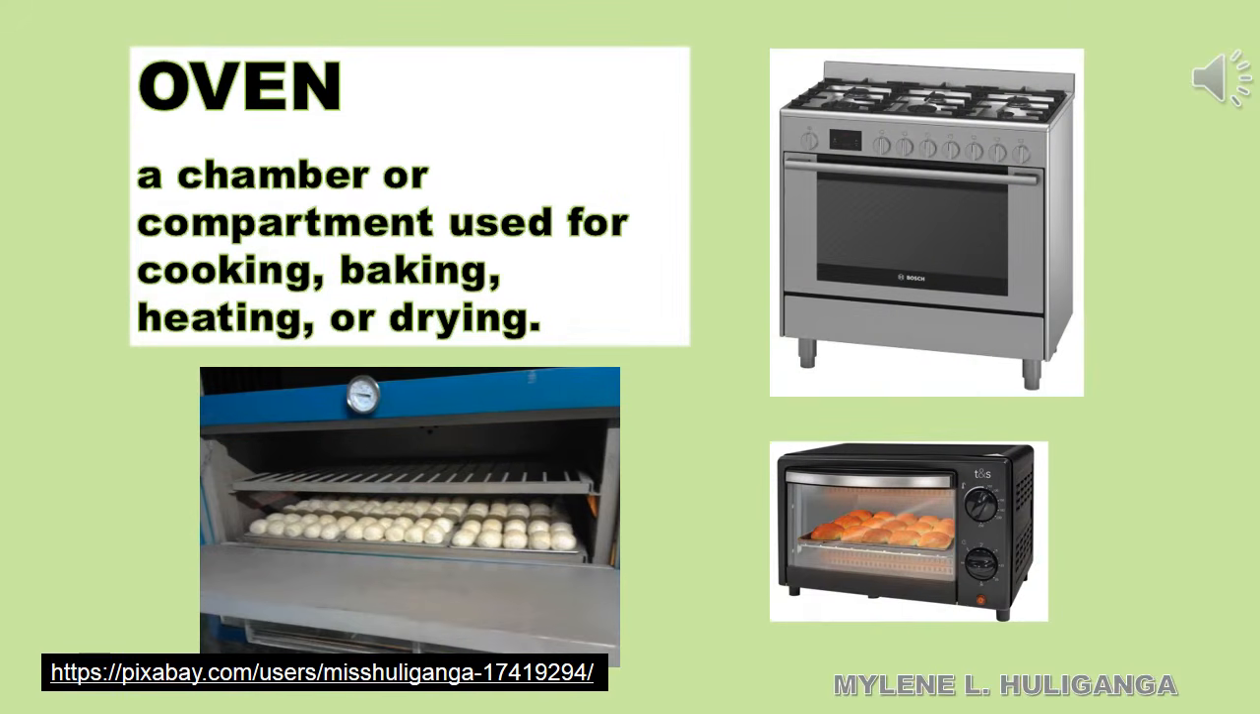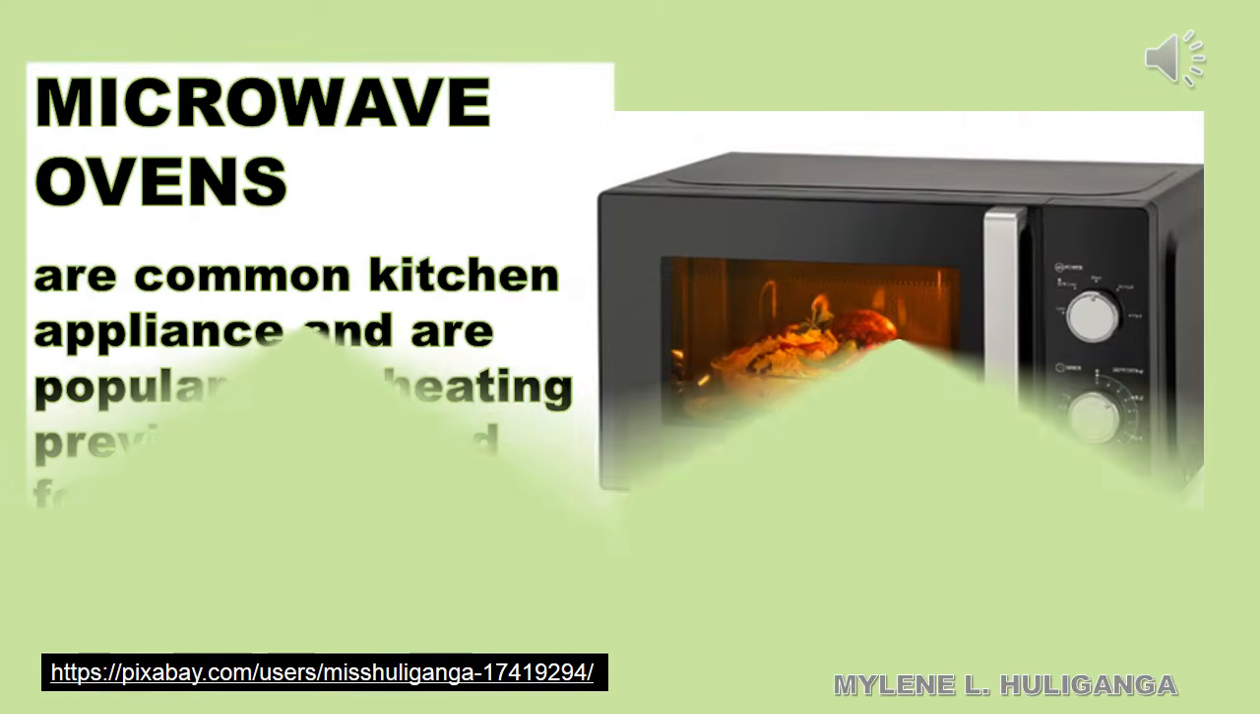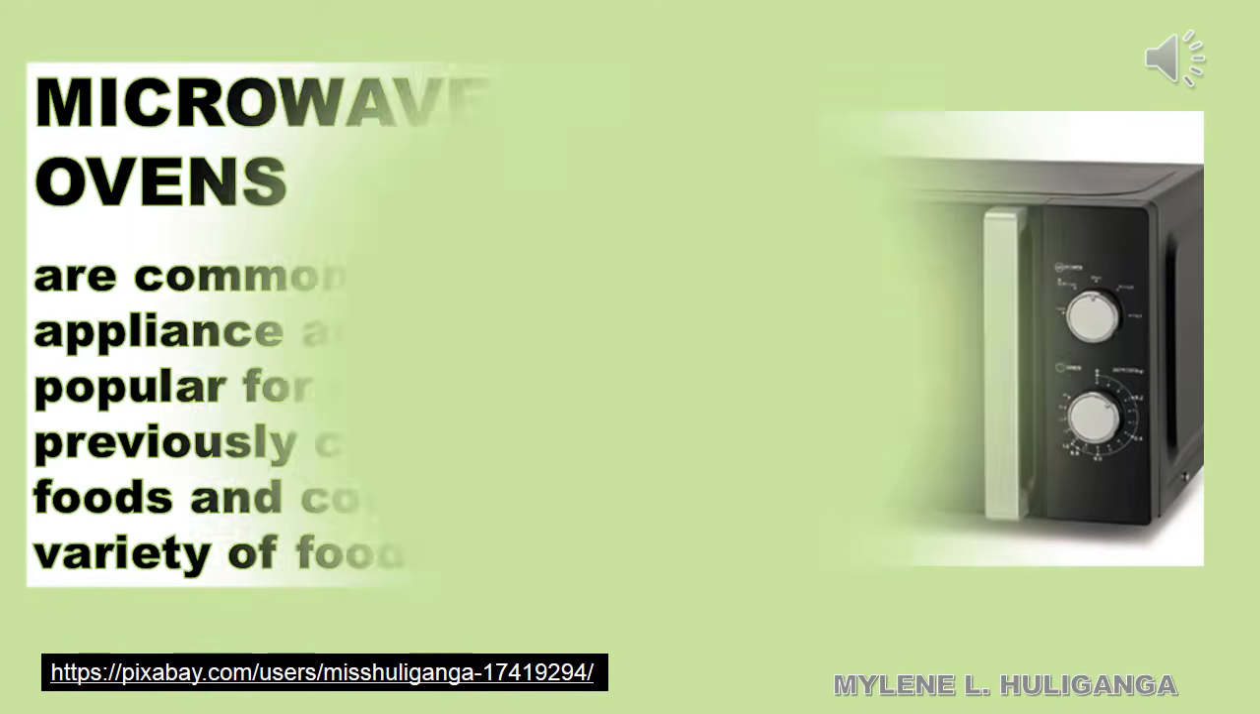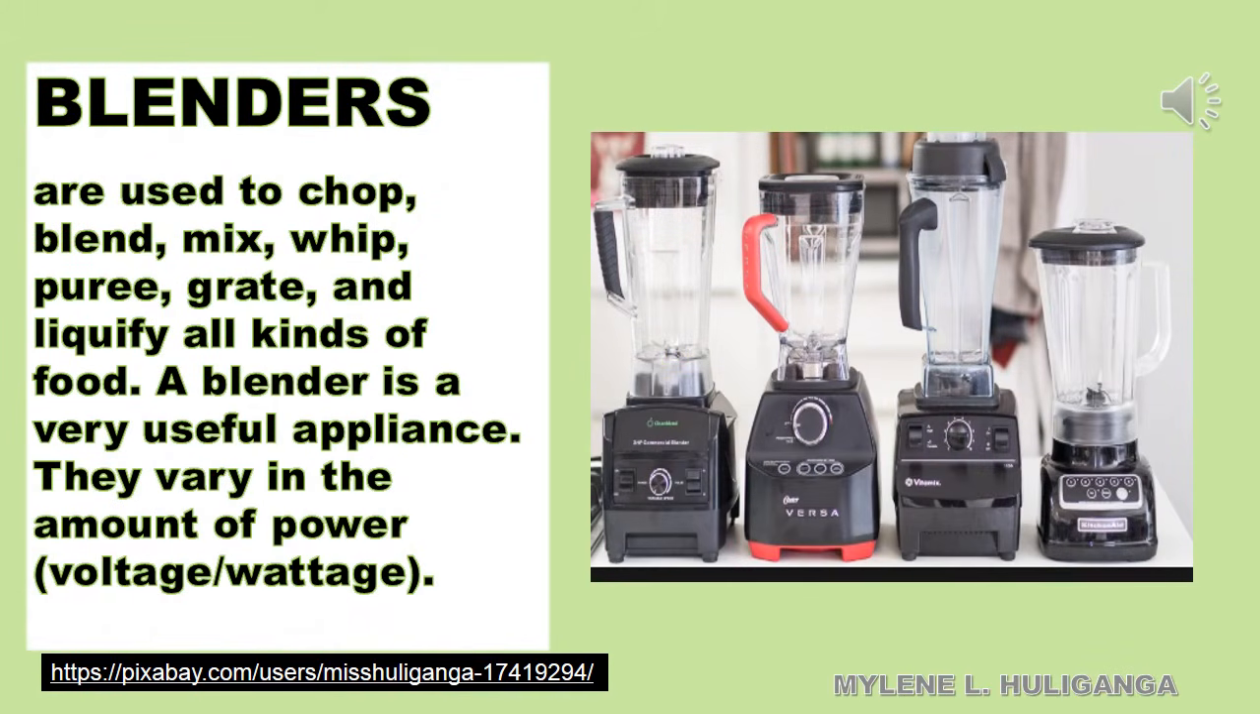Oven. It is a chamber or compartment used for cooking, baking, heating, or drying. Microwave ovens are common kitchen appliances and are popular for reheating previously cooked foods and cooking a variety of foods. Blenders are used to chop, blend, mix, whip, puree, grate, and liquefy all kinds of food. A blender is a very useful appliance. They vary in the amount of power or voltage and wattage.